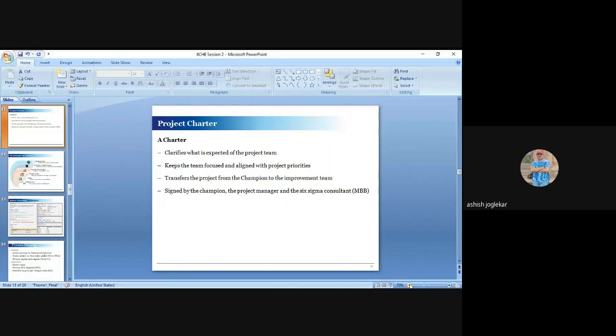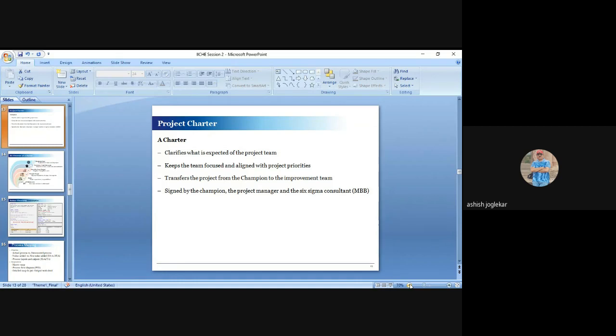Next, once you get a CTQ, let us take an example. You got a CTQ saying that the movie occupancy is less in my cinema hall and I want to improve it. Then you have to prepare a charter. CTQ is critical to quality: what the customer wants is the CTQ. The project charter will clarify what is expected from the team.